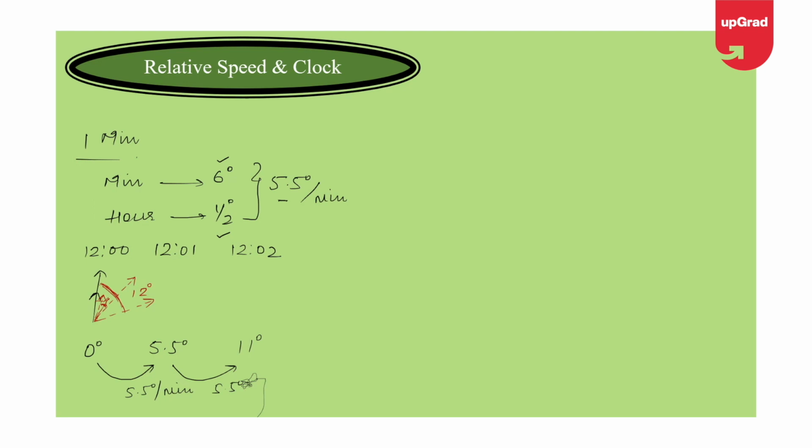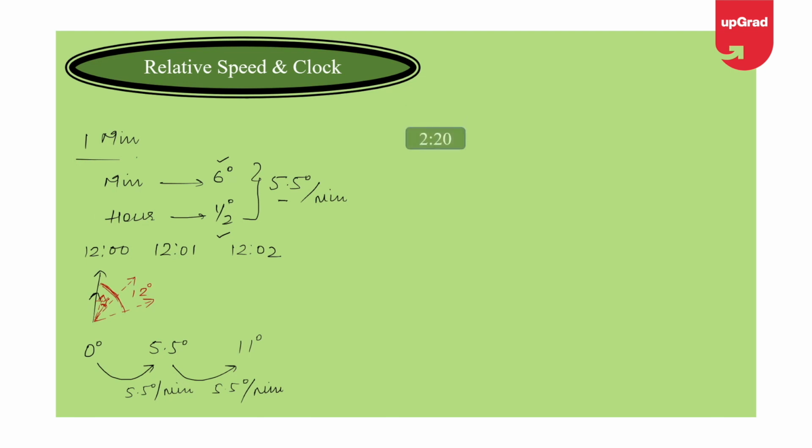Okay, I'm going to write it again. So what we have realized here is that the relative speed between both the needles, that is the hour hand and the minute hand, is nothing but 5.5 degrees per minute. Now let's take those questions that we have done earlier with the conventional method one more time.